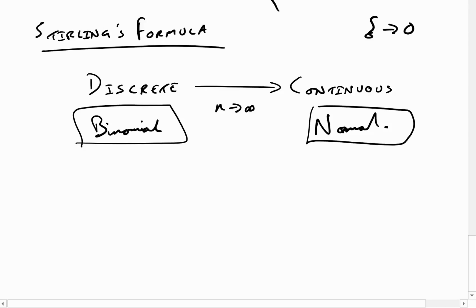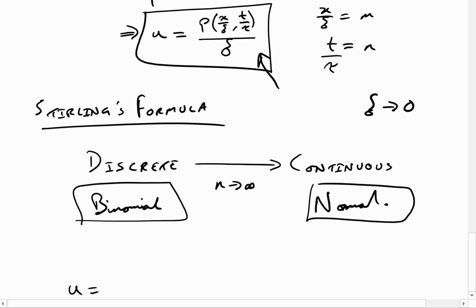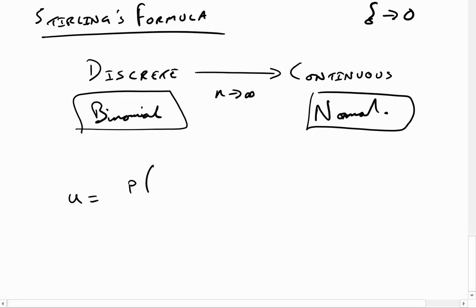If you remember, there is a formula for a normal distribution, and Stirling's formula will give it to us. From above, we had u equals p of x over delta, t over tau, all over delta. Then what it tells us is that we approach something that looks like a normal distribution.